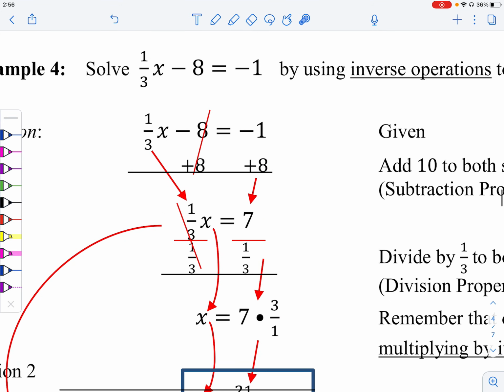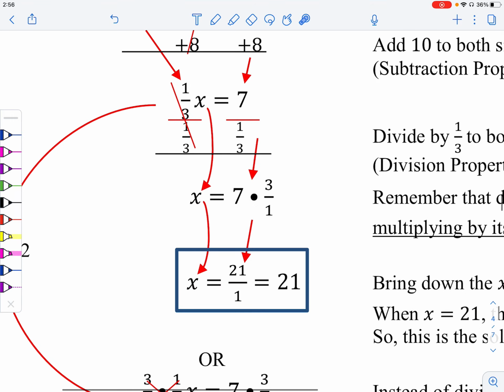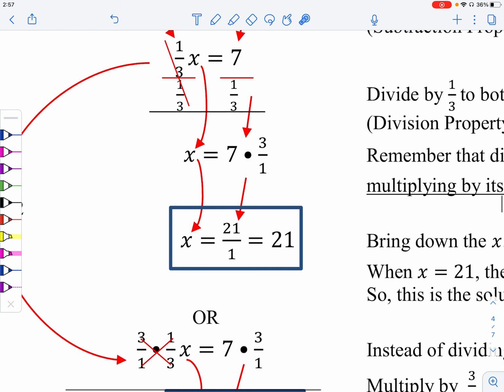Example 4, right? This one, instead of subtract 8, we add 8. Get rid of your friends. We have 1/3 x, and now we must detach this by dividing. If we divide by 1/3, it's the same as multiplying by 3/1, the reciprocal. We keep, change, flip. Keep the first number, change that sign to multiplication, flip the fraction, the reciprocal. And then when we multiply that, we get 7 times 3, 21. Divide by 1, 21.